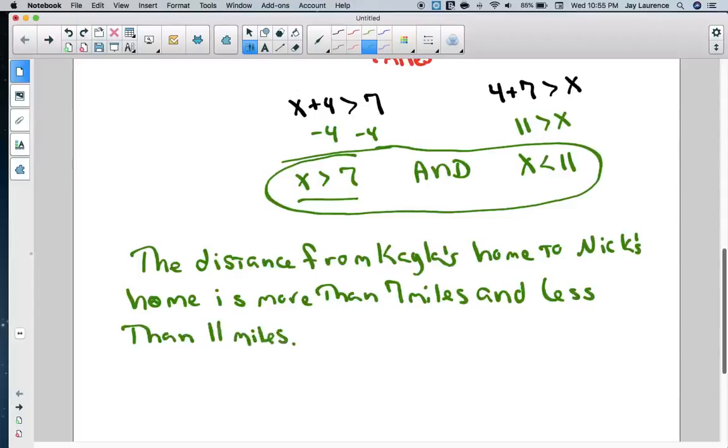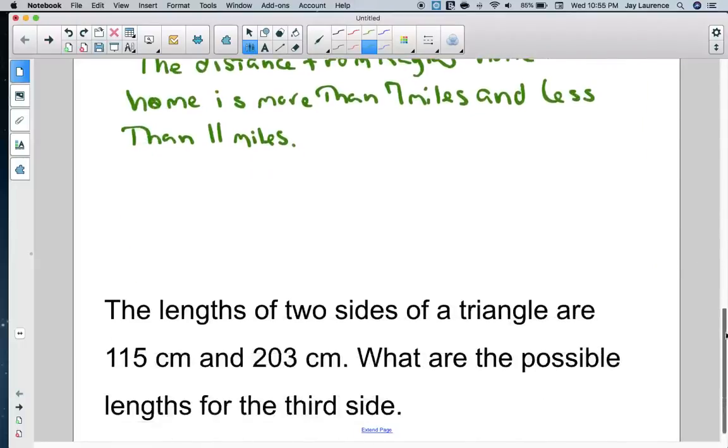It could be 10 and 9/10 miles, it could be 7 1/4 miles, it could be 8 miles, we just don't know. But we know the range that it can fall in. Now, since it's a story problem, we want to give an answer like this, okay? All right, now, here's another problem.